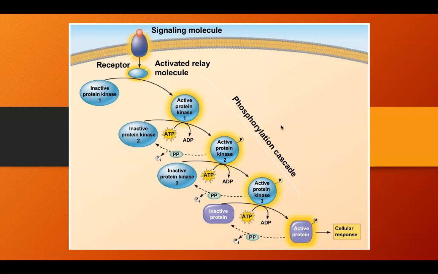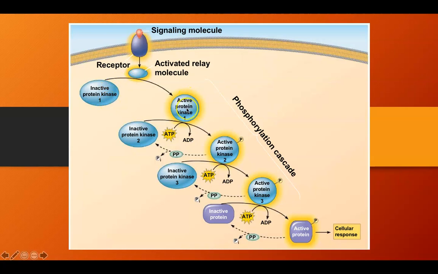Remember, we only want something active for as long as it needs to be. So what would happen would be that, again, this is a generic pathway. A ligand would bind to a receptor protein, which would activate a relay molecule. The relay molecule would then activate the first kinase in its phosphorylation cascade. I want you to notice that the relay molecule, although it is a protein, is not a kinase. Therefore, it does not phosphorylate that first protein kinase.